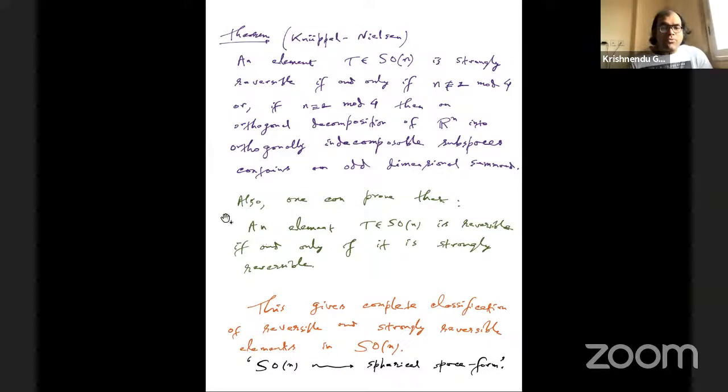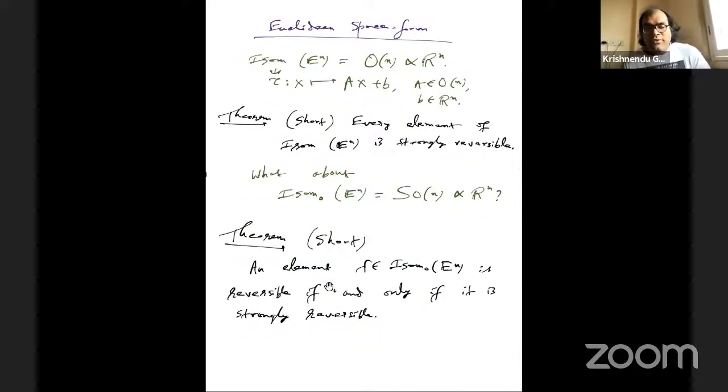Now, one can also prove that an element in SO(n) is real or reversible if and only if it is strongly reversible. These two combined will give a complete classification of reversible and strongly reversible elements in SO(n). As I have mentioned, this group corresponds to the spherical space form, the isometry group of the sphere. Now we know the complete classification of reversibility of isometries of a spherical space form.